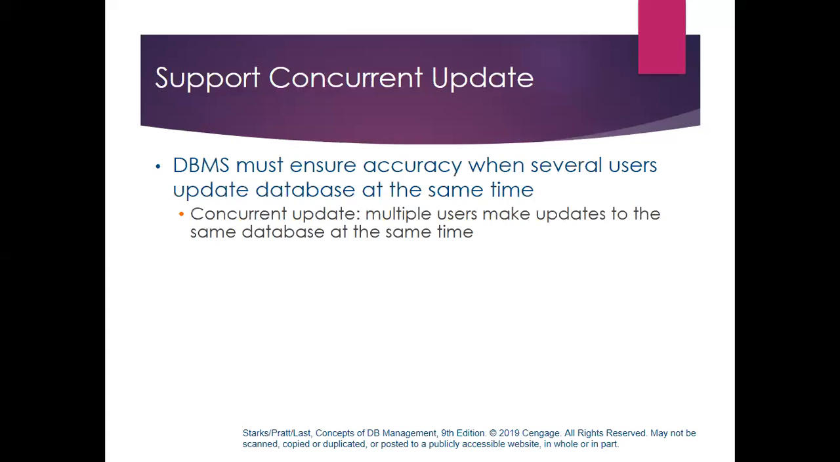Support concurrent update. A database could be a single user database or a multi-user database. In a multi-user database, the database management system must ensure accuracy when several users update the database at the same time. Concurrent update occurs when multiple users make updates to the same database at the same time.